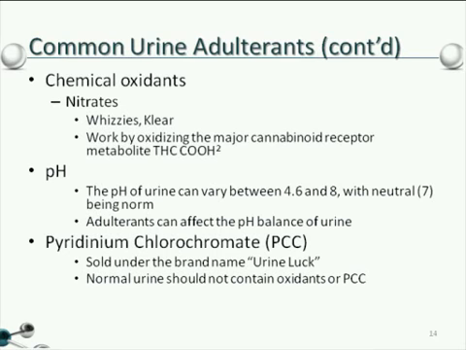A normal pH from urine can range between 4.6 and 8, with a neutral 7 being the norm. Of course, if you're adding chemicals such as bleach, nitrates, and things like that, you're going to affect the pH balance of urine, thus causing it to be abnormally low or abnormally high. And as far as PCC, it's sold under the brand name Urine Luck. And once again, it should not be found in normal urine.